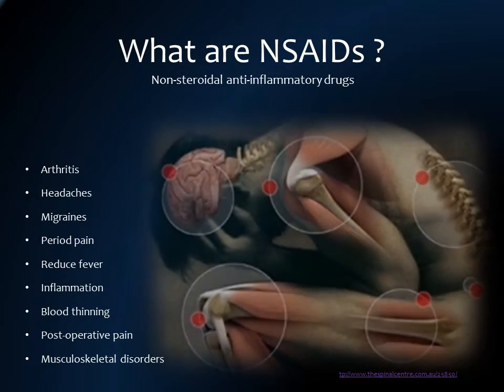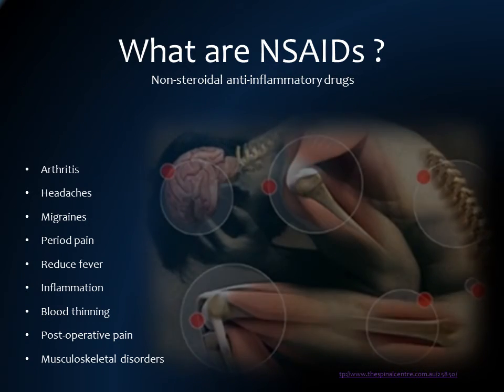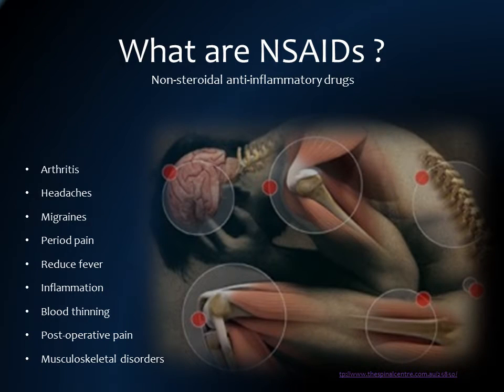Anti-inflammatories are one of the most universally used pain relievers. A class of anti-inflammatories are known as non-steroidal anti-inflammatory drugs, or NSAIDs. Anti-inflammatories are most frequently used to treat pain from arthritis, headaches, migraines, or period pain, to reduce fever and inflammation, for blood thinning, post-operative pain, or musculoskeletal disorders.